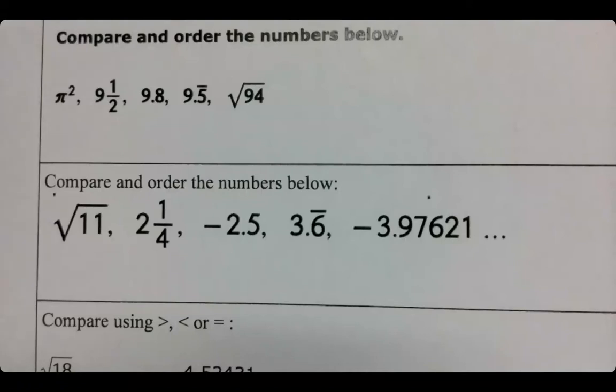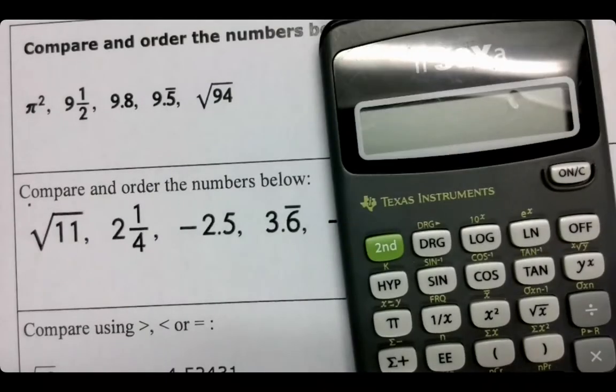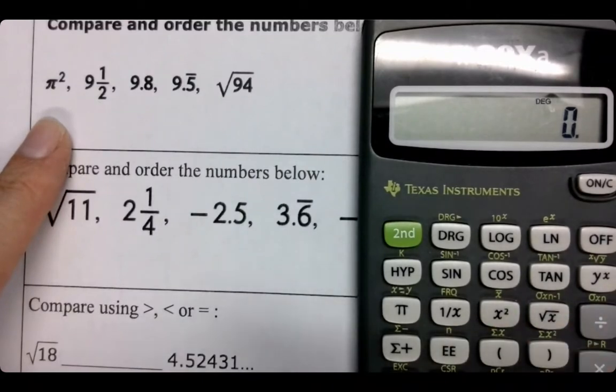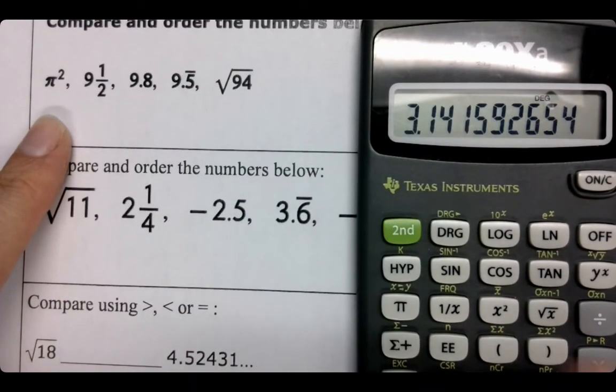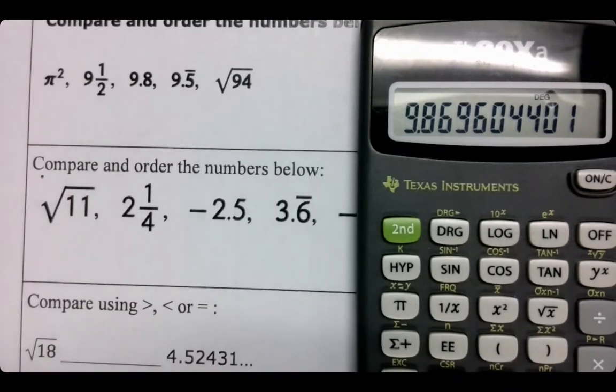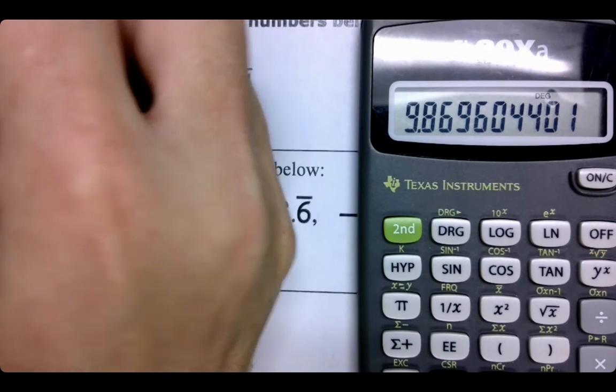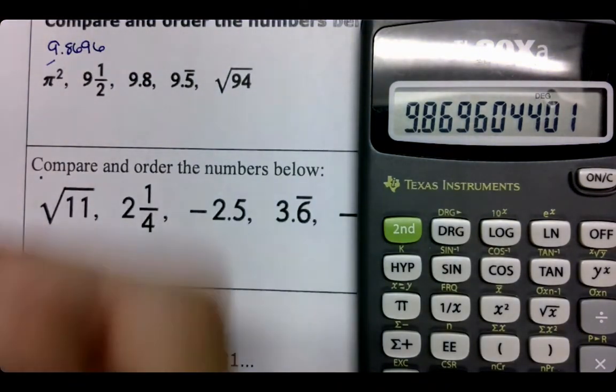Alrighty. So remember, we want to turn these all into decimals. Okay? Let me get my calculator out. All right. So I'm going to take my calculator and I have pi squared. So I'm going to take pi and then I'm going to square it. So pi squared is 9.8696. That should probably be enough.